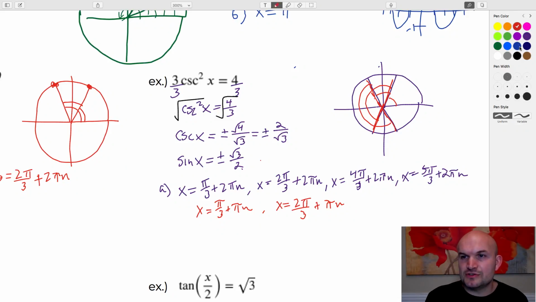And then to find all the solutions on the unit circle between 0 and 2 pi, I'll just do a solution set here. That's going to be pi over 3, 2 pi over 3, 4 pi over 3, and 5 pi over 3.